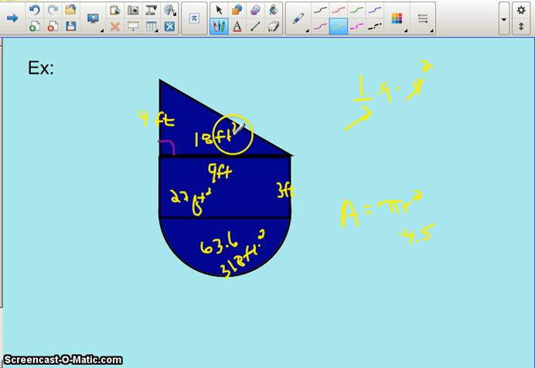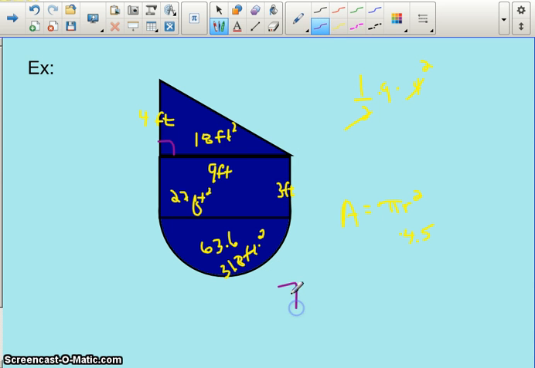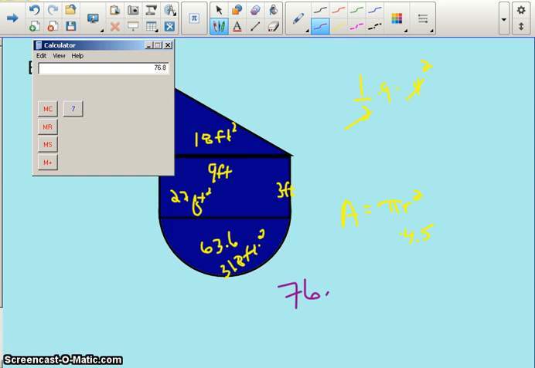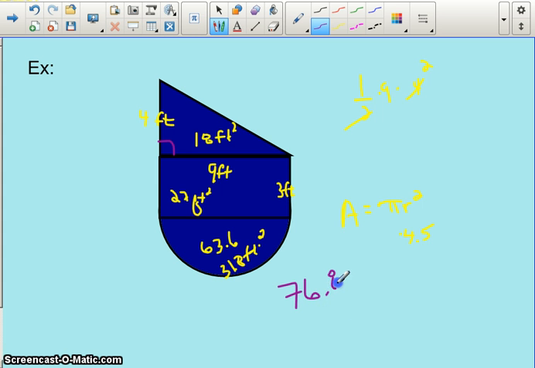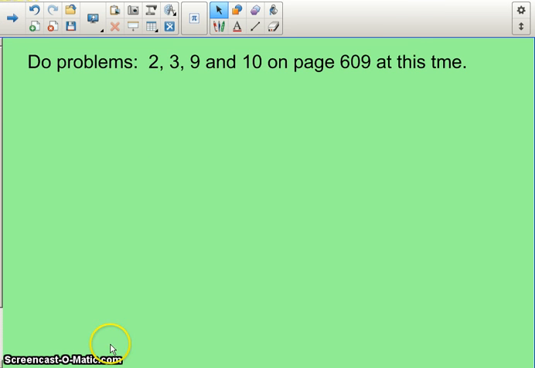So I have to add 18 feet squared, 27 feet squared, and 31.8 feet squared. Let's do that real quick: 31.8 plus 27 plus 18. Bada boom, bada bang. Looks like we've got 76.8 feet squared. And that's how you find the area of a composite figure, regular geometry students.